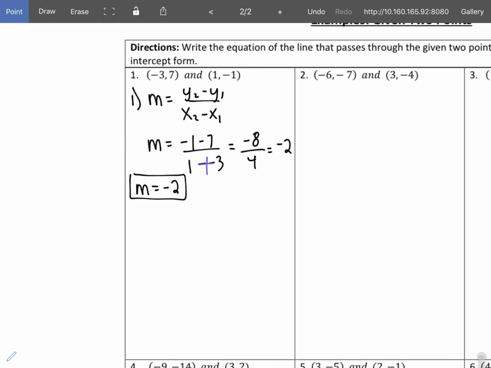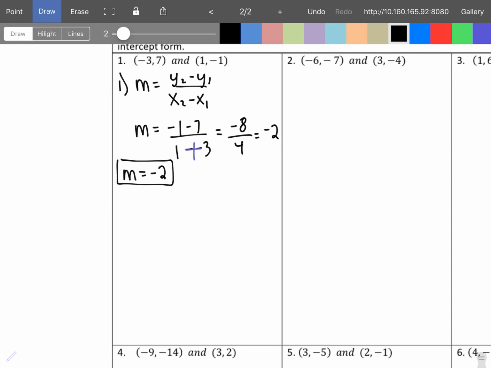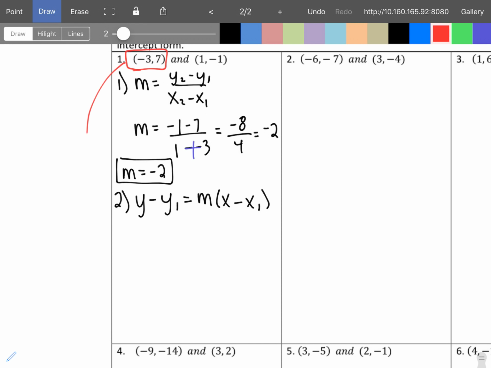Now, we have 2 points, right? It doesn't matter which one you plug in. You're going to get the same answer. So I'm going to choose my first point. It doesn't matter though. You can put any point in. So y minus y1 equals m times x minus x1. I'm going to just use this point, but it doesn't matter. You can even try 1, -1, okay? You're going to get the same answer. So I'm just going to plug this in.